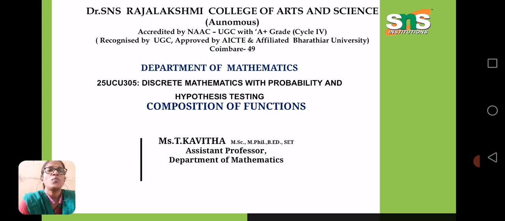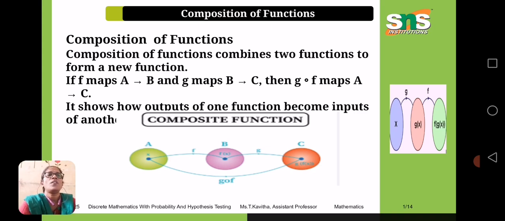Today's topic is composition of function. In mathematics, the composition of functions means combining two or more functions so that the output of one function becomes the input of another function. Composition of functions combines two functions to form a new function. If f maps A to B and g maps B to C, then g composite f maps A to C.